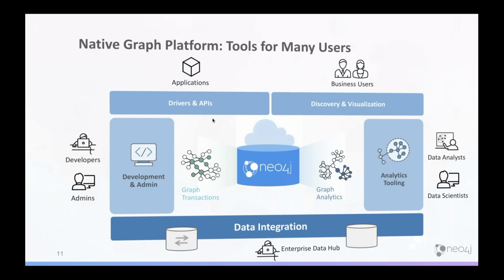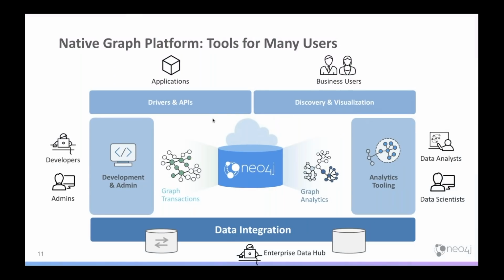So let's just talk about the graph platform. What is it? If you look in the center, you see the blue disk, that's the database itself, but it has two aspects, as we've talked about before. So it's got a transactional view. If you're looking to the left of the blob, you can see graph transactions, and that's usually sitting behind APIs and drivers with your end user applications and UIs hitting it to provide a kind of OLTP type of service. But on the other side, we can see graph analytics.